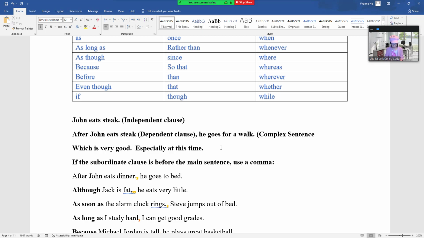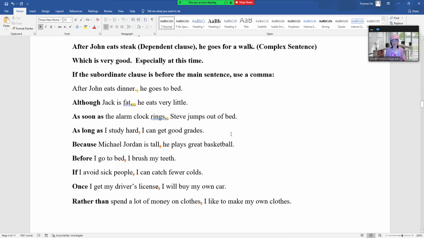That is the third kind of sentence in English, in which you have a dependent clause, after John eats steak, joined together with an independent clause, he goes for a walk. And when you put the two dependent and independent clauses together, that's known as a complex sentence. If you are missing your independent clause, like "which is very good," or "after John eats steak," that's a sentence fragment. So here are some examples of complex sentences.